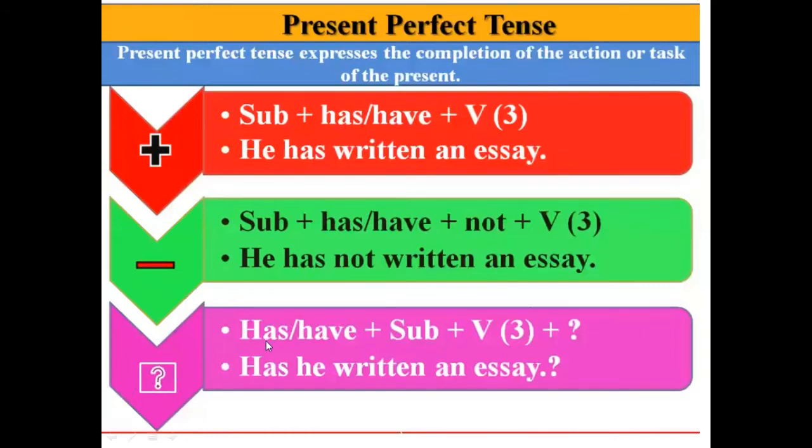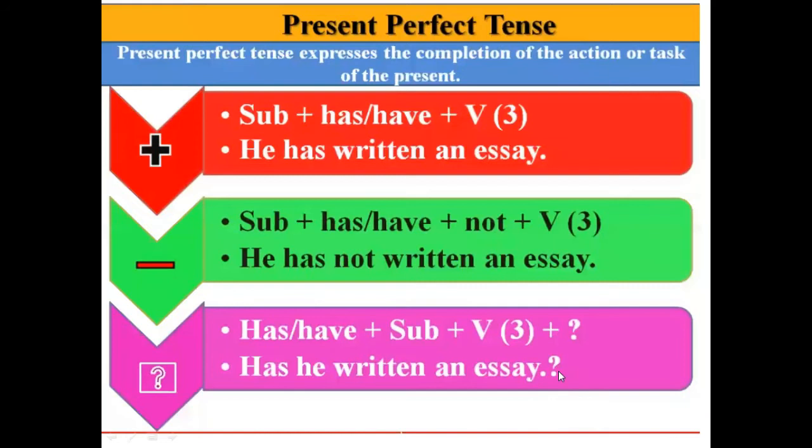Now, we talk about the interrogative sentences. See the structure, has and have plus subject, then third form of the verb, and then sign of interrogation. And before the sign of interrogation, you have to use the object. Has is a helping verb. We use the helping verb at the start of a sentence. For example, has is a helping verb, so we use before the subject. He is a subject. We use has before the subject. Has he written an essay?